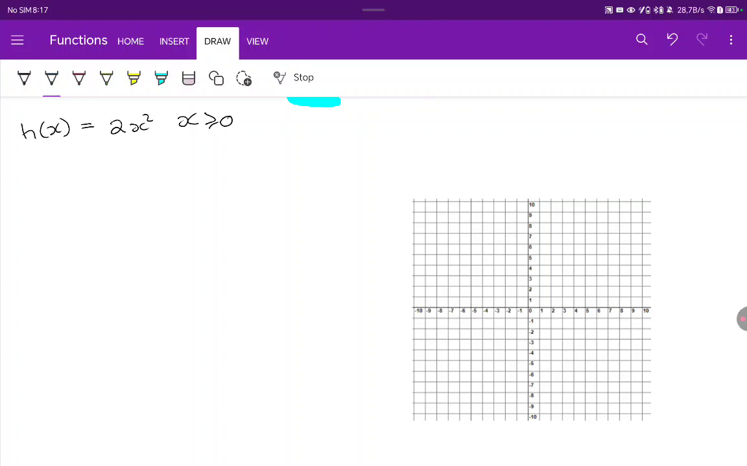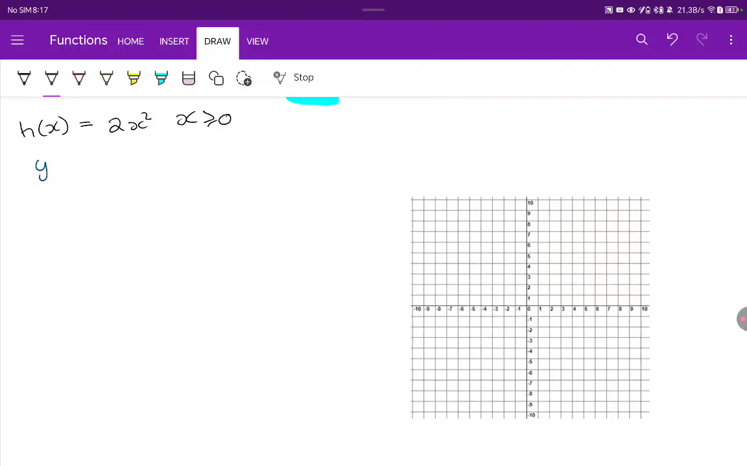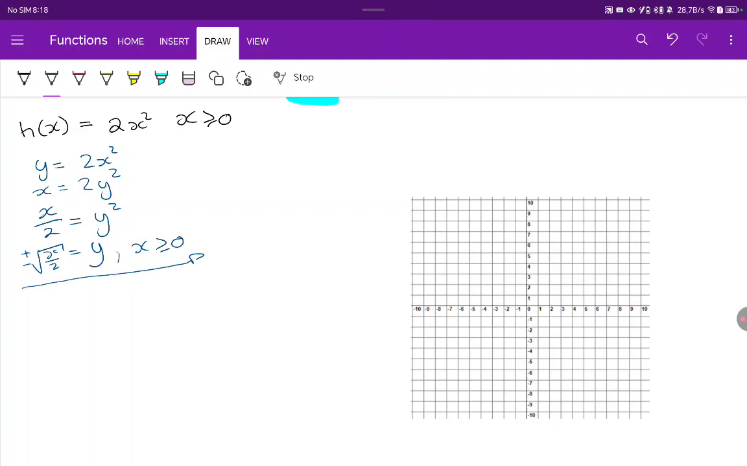So our inverse function is going to be, start with y equals 2x squared, x equals 2y squared, x divided by 2 equals y squared, y is equal to plus minus the square root of x over 2, and there was a given restriction that said x is greater than or equal to 0. So beautiful. I don't lose marks for that because it is given to me.